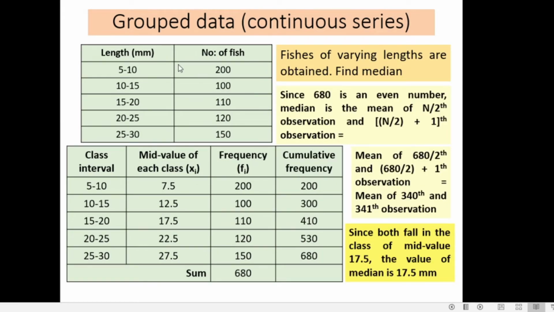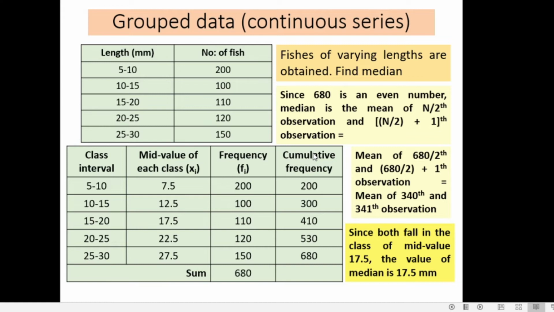The same data has been given here. Here we are going to calculate the median, and median represents the middlemost observation when we arrange them in ascending or descending order. It is already in ascending order, so there is no need of further arrangement. Now we find the mid value of each class as we did while calculating mean. Now we write the frequency corresponding to each class, and in the next column we find the cumulative frequency.